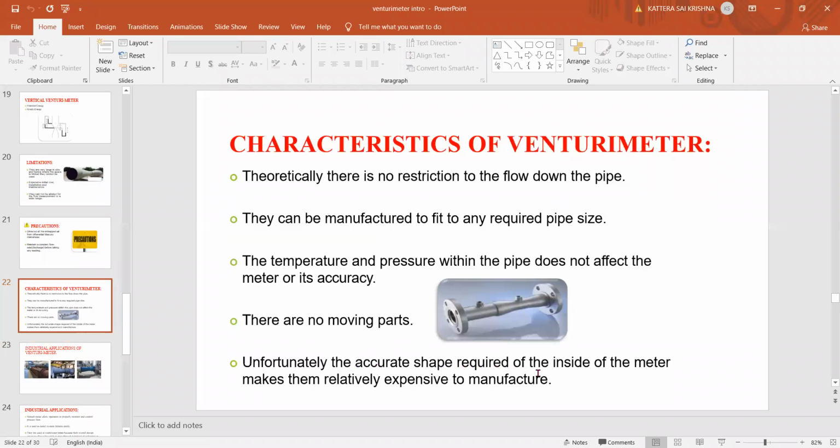Unfortunately, the accurate shape required of the inside of the meter makes them relatively expensive to manufacture. Inside this venturimeter, it should be maintained accurate shape. So that becomes more expensive to manufacture. But it will be hollow part. We need to manufacture it with little bit care, which should be taken while manufacturing it. So that's why it becomes expensive.